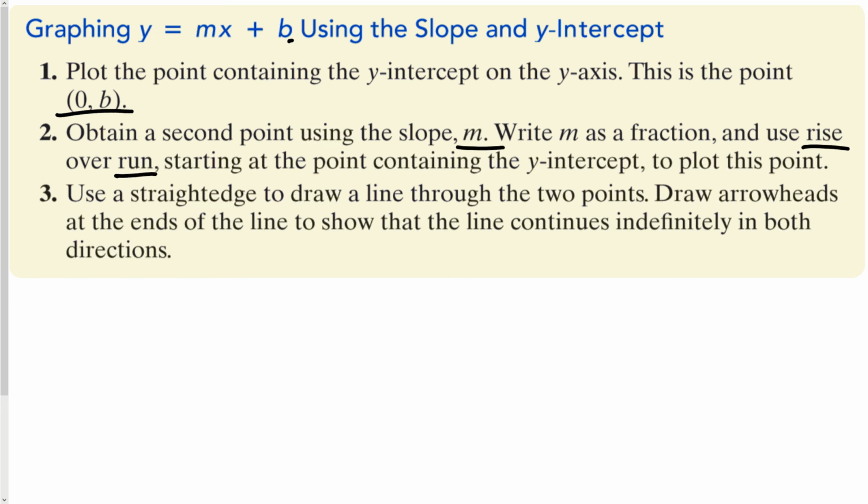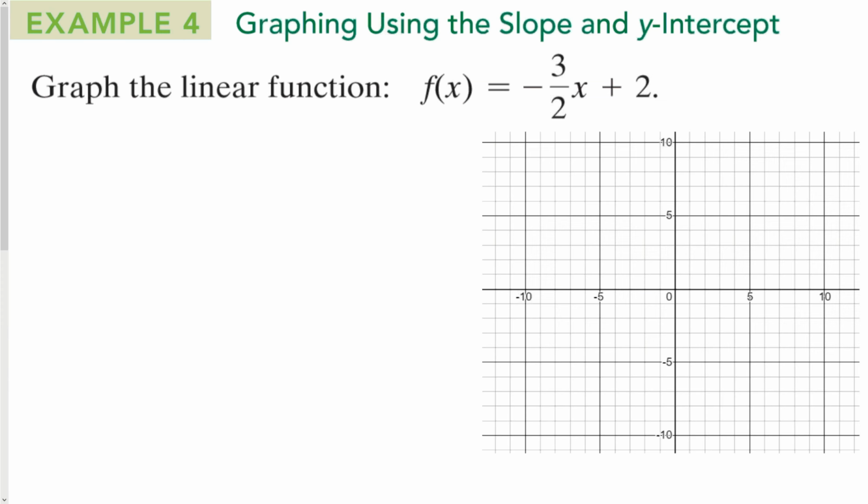Okay, so we're going to go up or down first, then left or right, and we're going to start at the y-intercept point, and then we're going to draw the next point. And then, hopefully you have a ruler, we're going to use some sort of straight edge to draw a straight line, and it goes forever in both directions.